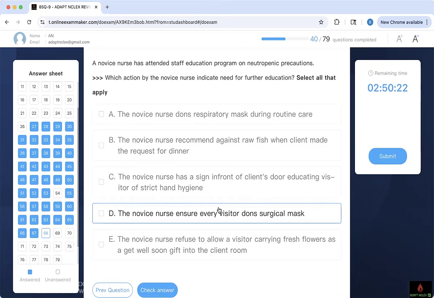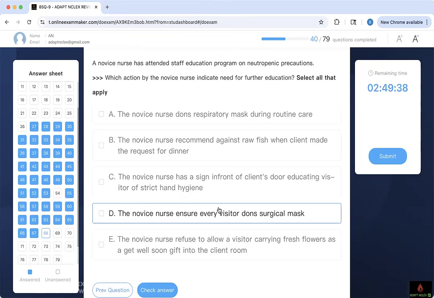A novice nurse has attended a staff education program on neutropenic precaution. What is neutropenic precaution? Which action by the novice nurse indicates need for further teaching? That means they're doing something that is not consistent with neutropenic precaution. The novice nurse dons a respiratory mask during routine care. The novice nurse recommends against raw fish when a client requests it for dinner. The novice nurse posts a sign in front of the client's door educating visitors on strict hand hygiene. The novice nurse ensures every visitor dons a surgical mask. The novice nurse refuses to allow a visitor carrying fresh flowers as a get well soon gift into the client's room. What do you think?